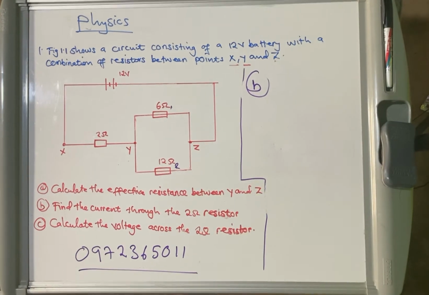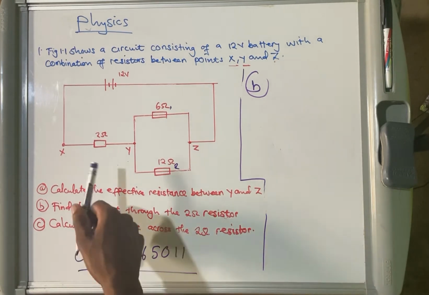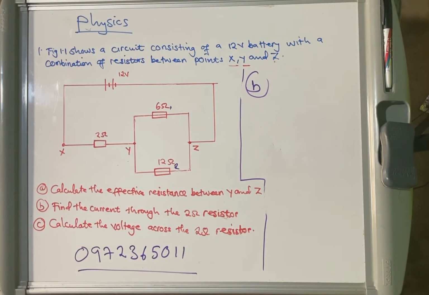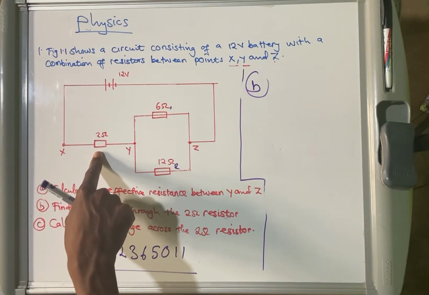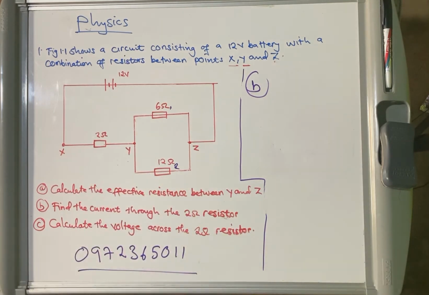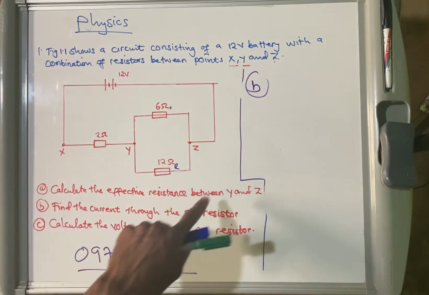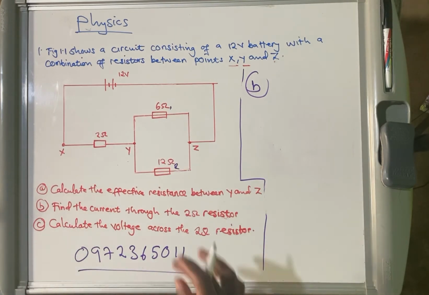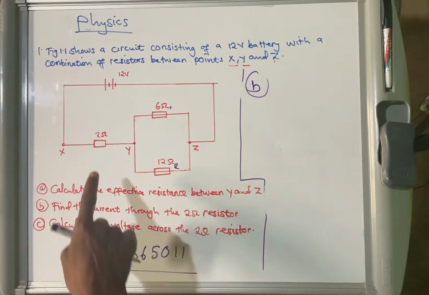Find the current passing through the 2 ohms resistor. What is the current? Okay, so here it's a bit crucial. We want to find the current. We don't know what voltage this possesses, so using the direct formula will be hard. For you to find the current passing through this, you first have to find the total current in the circuit. Remember, when you combine these two, it forms a series connection with the 2 ohms resistor.